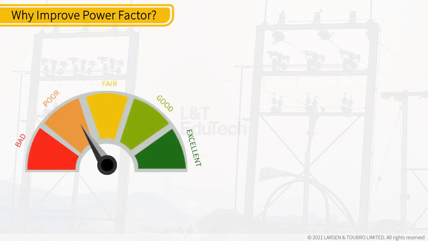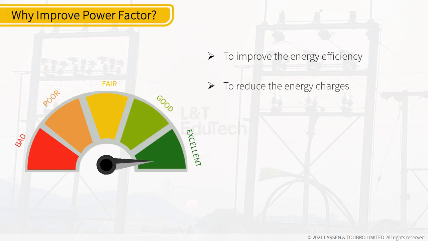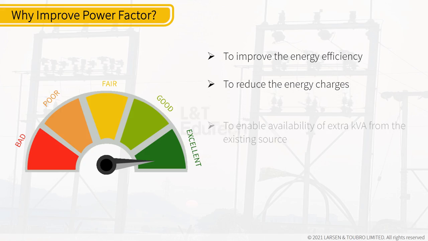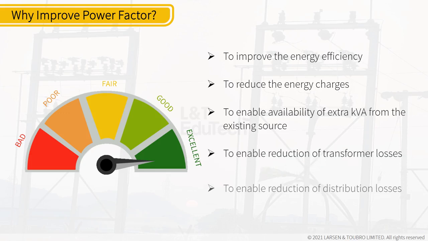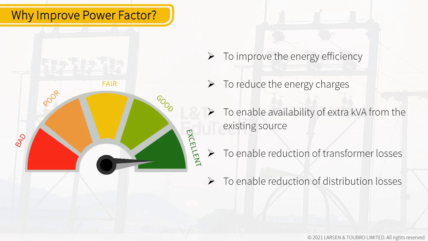Let's understand why the power factor needs to be improved. The power factor needs to be improved for the following reasons: to improve the energy efficiency, to reduce the energy charges, to enable availability of extra kVA from the existing source, to enable reduction of transformer losses, to enable reduction of distribution losses, and extended equipment life.